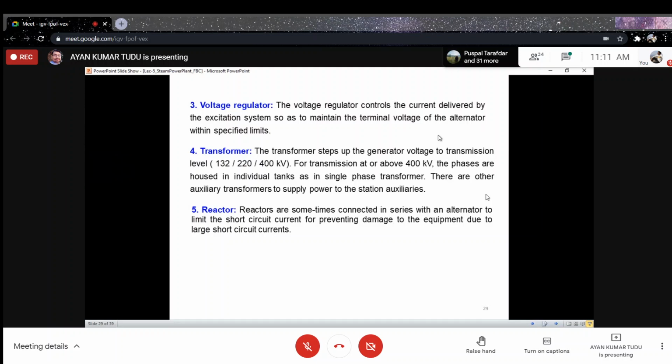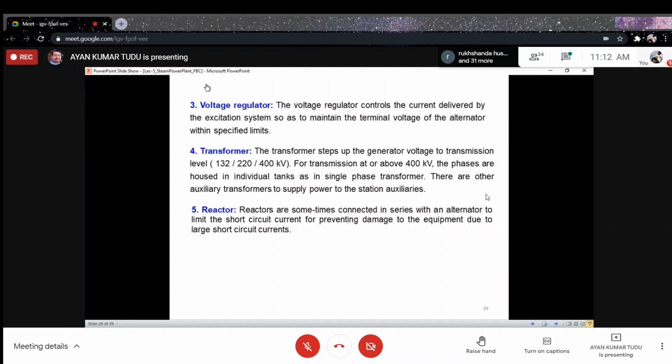Then we have transformers. As you can see, the transformer steps up the generator voltage from 11 kV to the transmission level voltage, maybe 132, 220 or 440 kV. For transmission at or above 400 kV, the phases are housed in individual tanks as in single phase transformers, and there are other auxiliary transformers also to supply power to the station auxiliaries. We have auxiliary plants in the system, no? To power them we will require these auxiliary transformers.